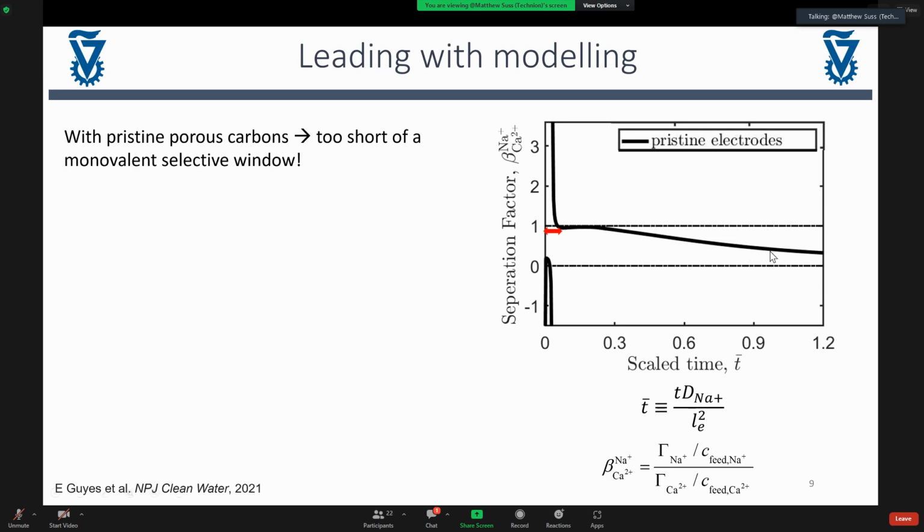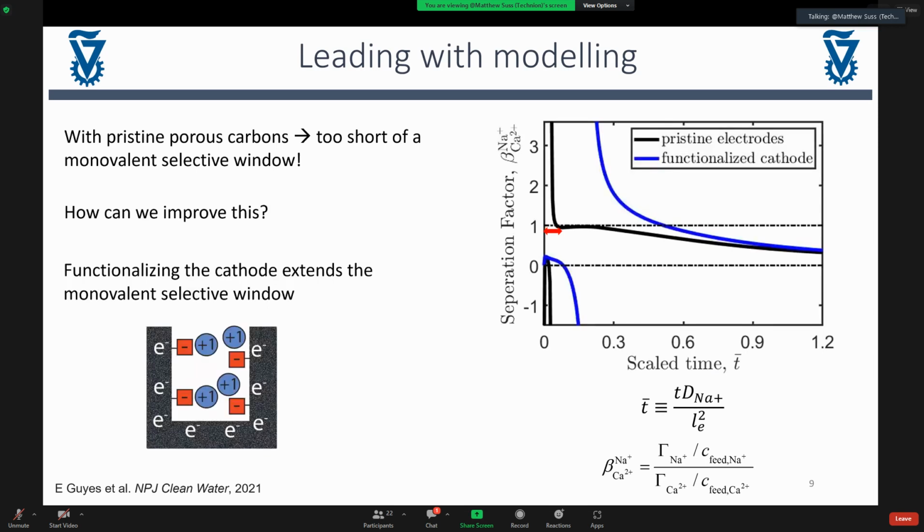And after a certain amount of time, as we know, the separation becomes divalent selective. But the short window is not good enough. We can't do anything practical with it. So how can we improve this situation? How can we make monovalent selectivity for a practical amount of time to use the capacity of the electrode?